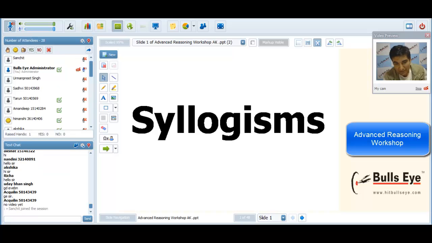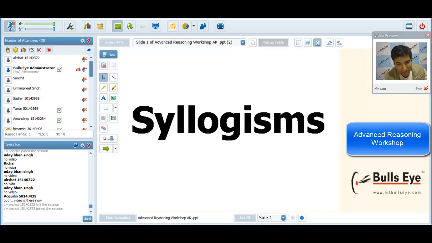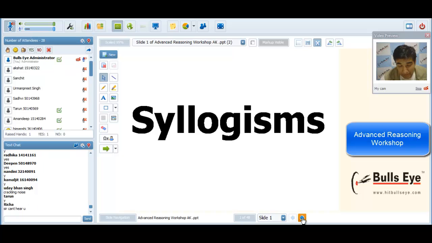Some of the chapters we'll be covering are syllogism, symbolic, and input-output. So, are we ready to get started? What I'm assuming is that we are through with the basic concepts of syllogism, and I'm starting with the questions now.